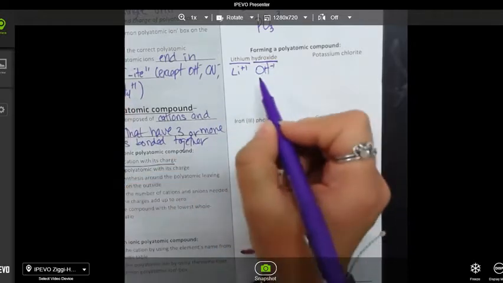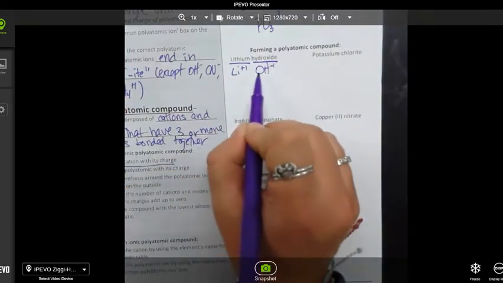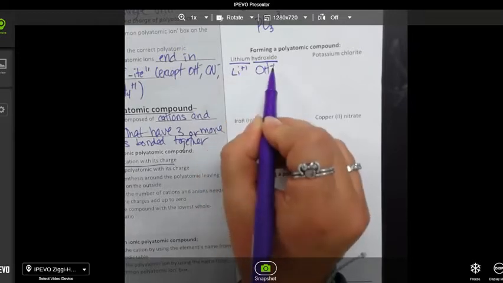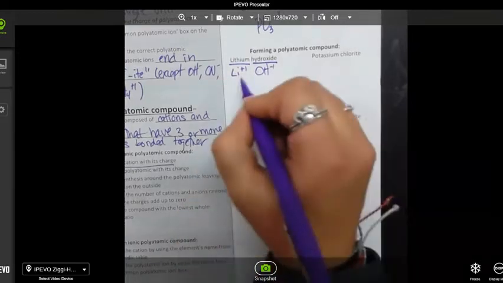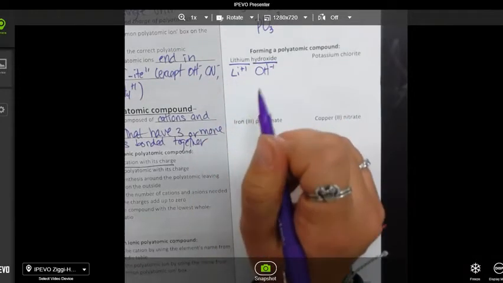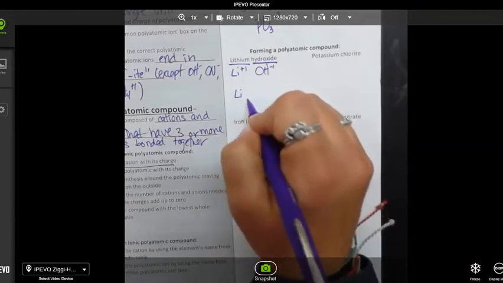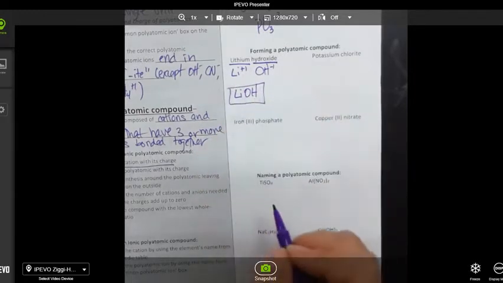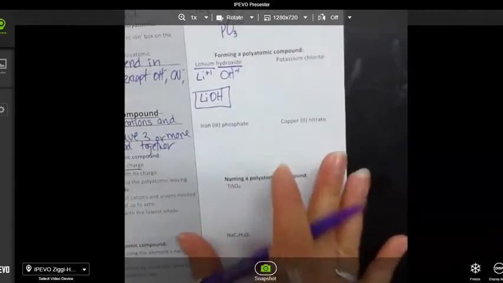Okay, so back to bonding. If we have lithium plus 1, OH minus 1, what happens? Just like before, plus 1 and minus 1 cancel. So I'm going to do the same thing that I did with an ionic or transition compound, I'm just going to put them together. It's LiOH. Plus 1, minus 1 cancel, so this is my new compound. All right, let's take a look at the next one.